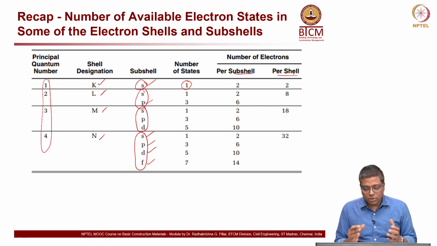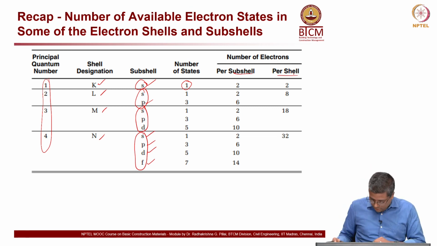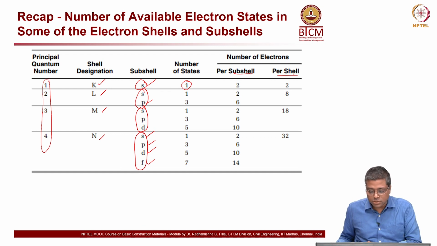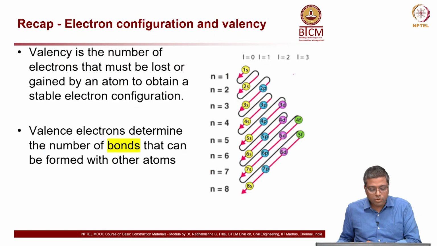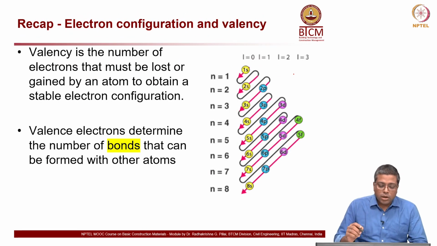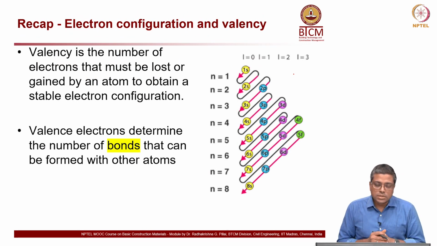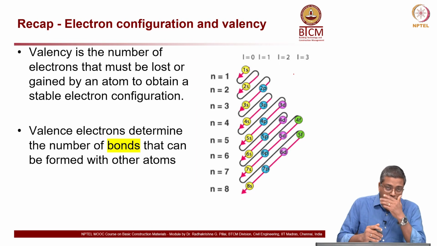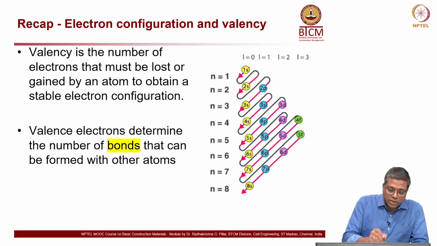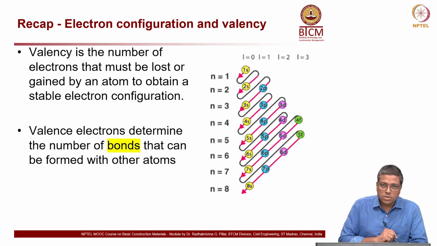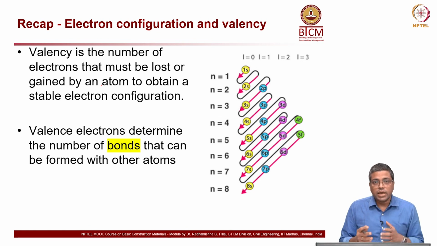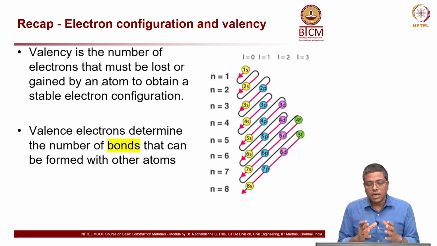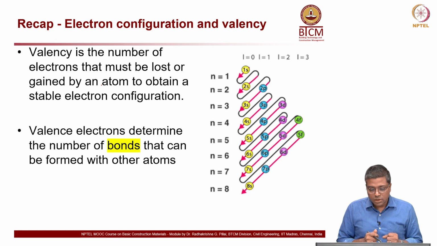So, this is just to recap what we all studied before coming to engineering colleges. I also wanted to emphasize that these are important to remember when we talk about materials. Now, the most important thing in all this is the valency. What is that? It is the number of electrons that must be lost or gained by an atom to obtain a stable electron configuration. Okay.